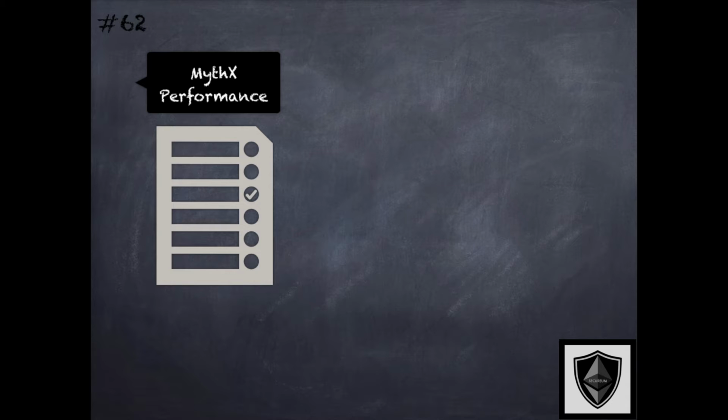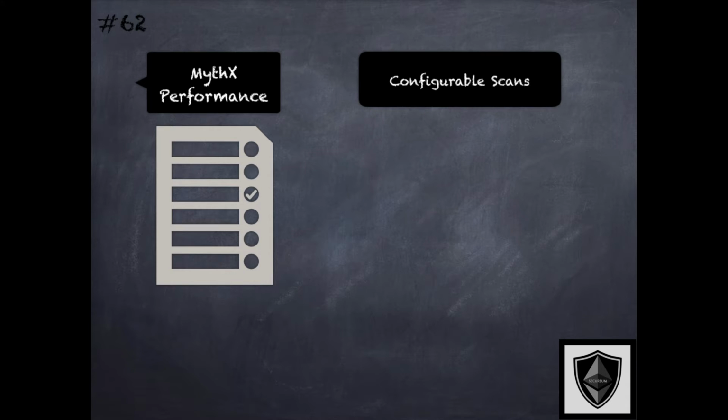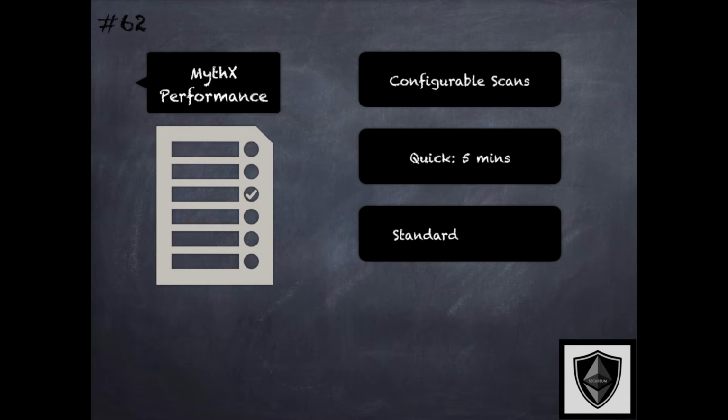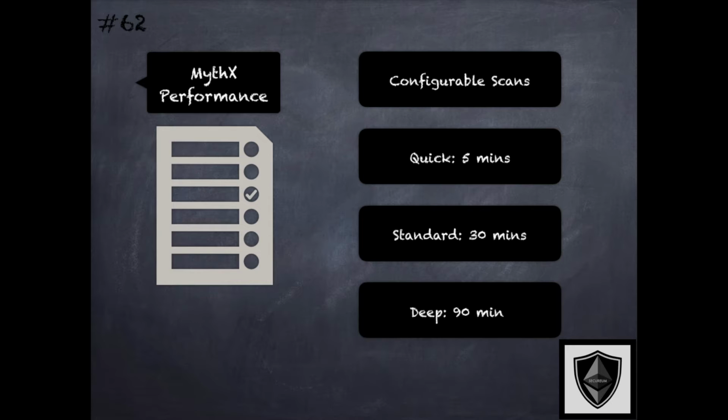So in this case, Mythex can be configured for 3 types of scans depending on the time expectation. Quick scans run for 5 minutes, standard scans run for 30 minutes, while deep scans run for 90 minutes. And as you can imagine, standard scan gives better results than quick scans, and deep scans better than standard ones.